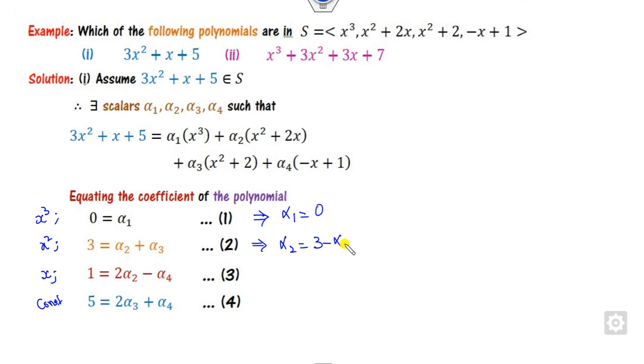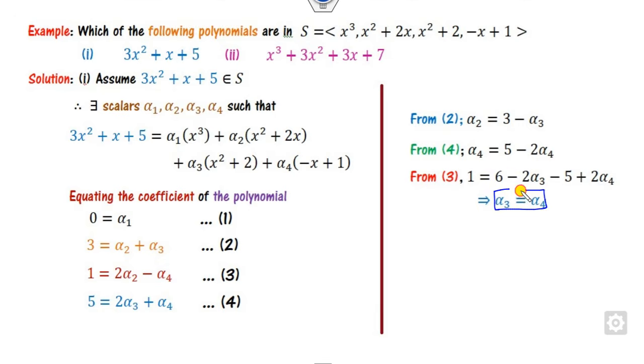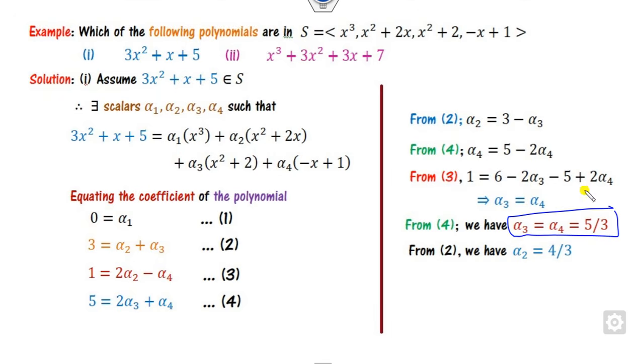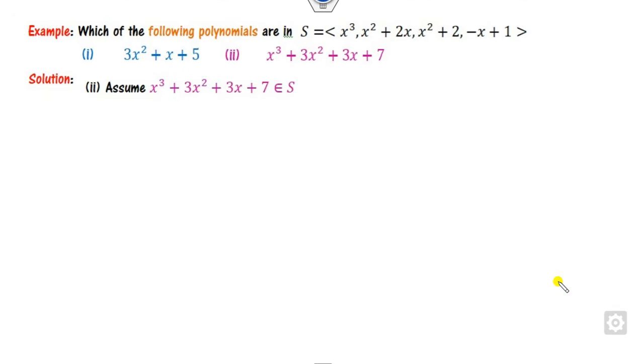It is nothing but 3 minus alpha 3. You can find the value of alpha 4 from here, 5 minus 2 alpha 3. Substitute alpha 2 and alpha 4 in equation number 3. Now substitute alpha 2 and alpha 4 here, both are equal. What is the meaning of that? If you solve them, you will get both values. Once you get alpha 3 and alpha 4 as 5 by 3, you can substitute this value here and you will get this value. Now alpha 1 is 0, alpha 2 is here, so all can be easily determined. It means this lies in the s.